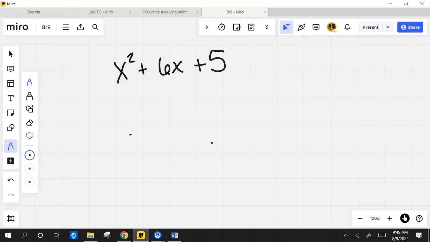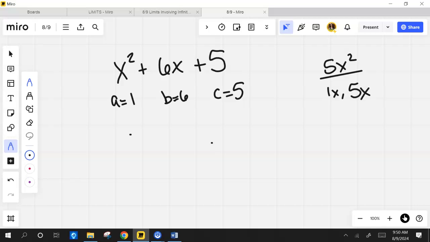What's my next step? Step 2, if you don't remember, flip the sheet over and look. All right, so let's list out A, B, and C. What's A? B. C. What's my next step? Multiply the first and the last together, right? I get 5x squared. I'm looking for 2 things that multiply to 5x squared but add to 6x. What are those 2 values? 1x and 5x. Is everybody okay?